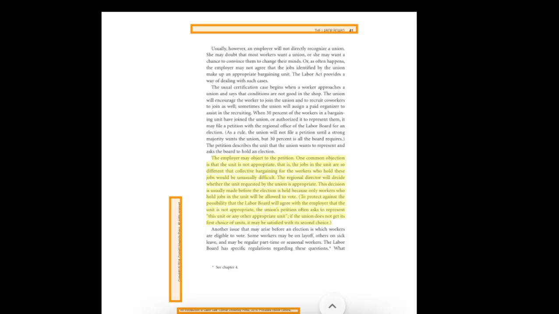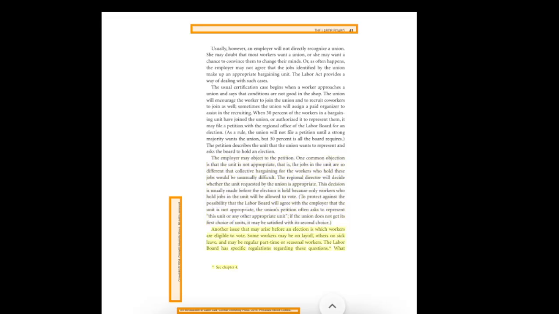This decision is usually made before the election is held because only workers who hold jobs in the unit will be allowed to vote. To protect against the possibility that the labor board will agree with the employer that the unit is not appropriate, the union's petition often asks to represent this unit or any other appropriate unit. If the union does not get its first choice of units, it may be satisfied with its second choice.